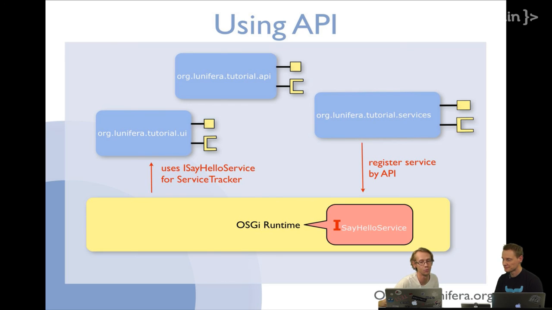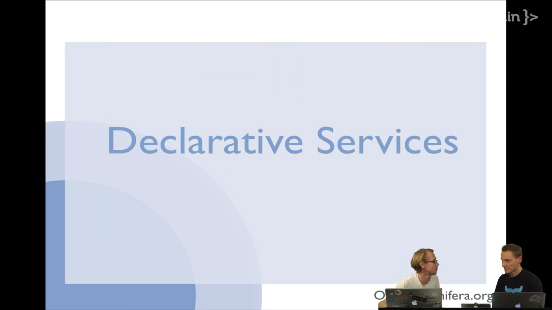Anyway, that could be done. You need one bundle more. Basically, you have the API bundle. But that's it. So now we come to the interesting part: declarative services. Now we're going into dependency injection in OSGi.